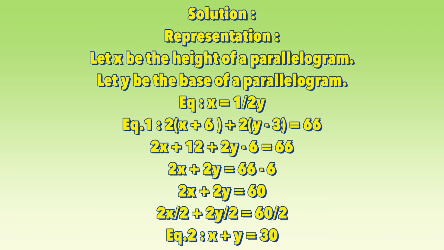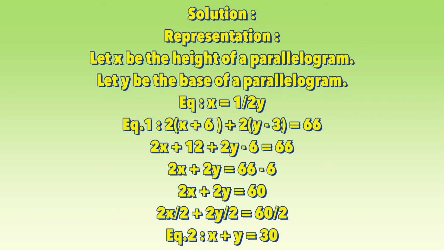Okay, 2x plus 2y, and we have 12 minus 6 equals 6. Then transposing to the other side, it becomes negative 6. Then next is simplify. 2x plus 2y equals 66 minus 6 equals 60. Then to reduce the equation, we're going to divide it by 2. So that's why our equation 2 is x plus y equals 30.